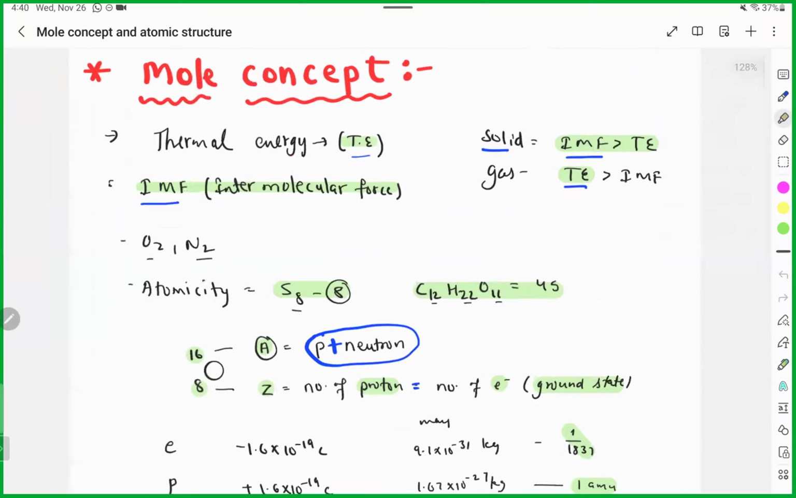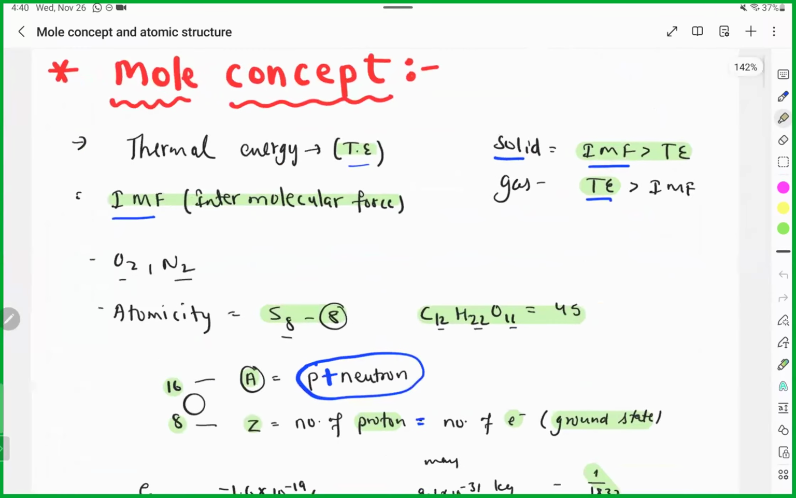So in this mole concept chapter, we will talk about the basic structure. Thermal energy is really important when we do kinetic theory of gas. Gas has maximum thermal energy, and solid has minimum thermal energy. So TE is thermal energy. Then intermolecular force: solids are very close to each other, so there is more intermolecular force in the case of solids, and in gas, thermal energy is more.